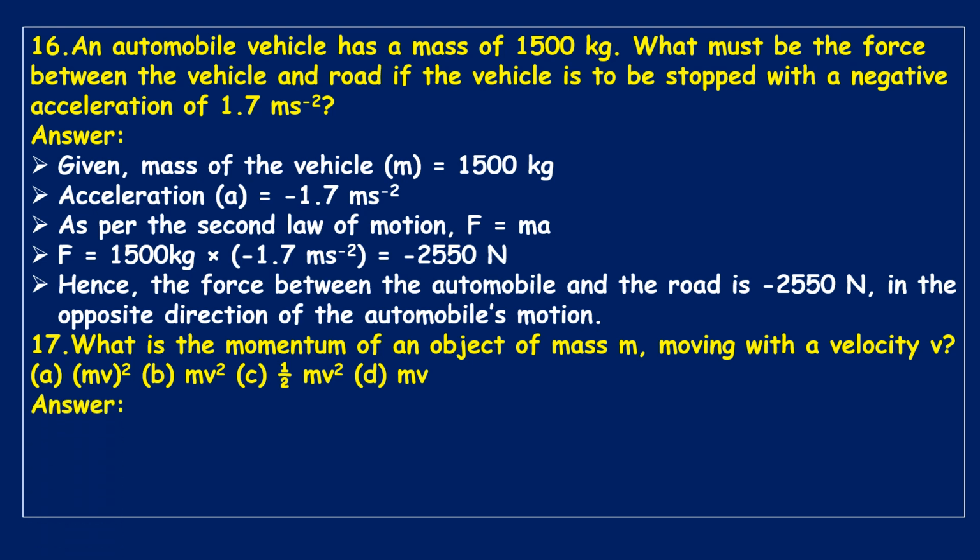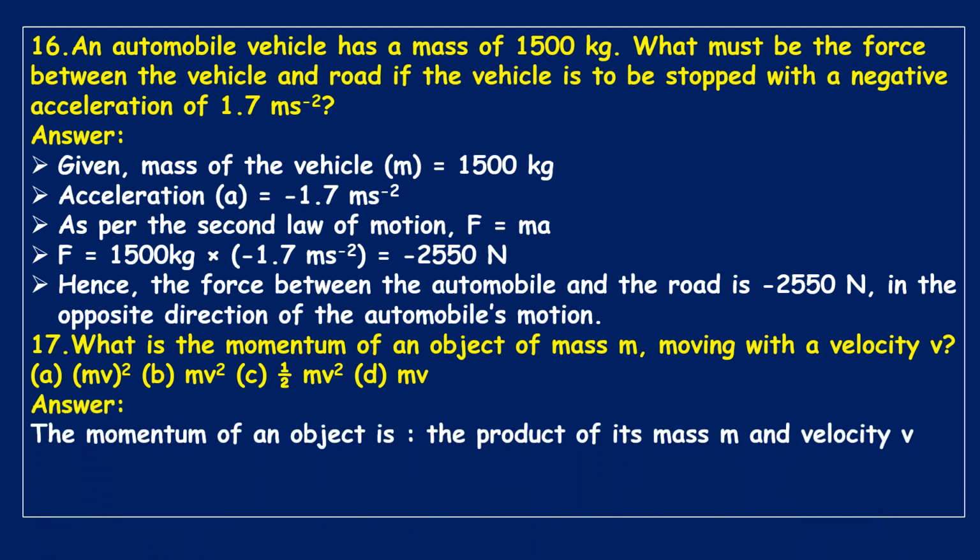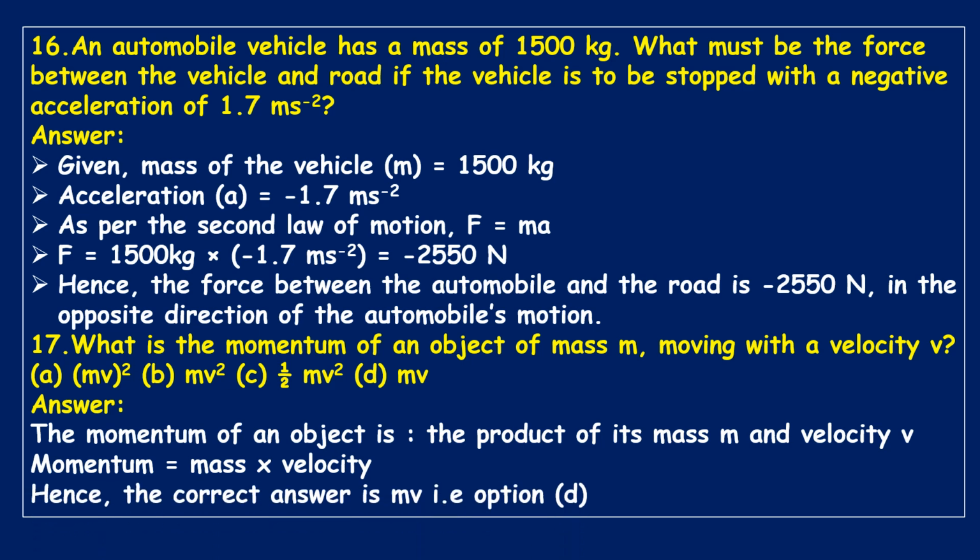Now we'll say the answer. The momentum of an object, if you define momentum, is nothing but the product of its mass and its velocity. Mass and velocity, that is called the momentum of an object. Momentum is equal to mass into velocity.